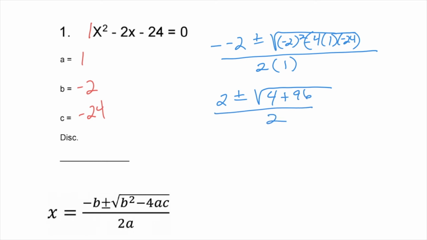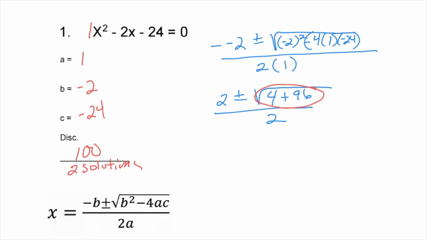Now, notice that if we go back to the discriminant, that's this number here. So the discriminant is actually 100, 4 plus 96. That is a positive. And a positive means 2 solutions. So keep that in mind as we finish this up. There's going to be 2 solutions.